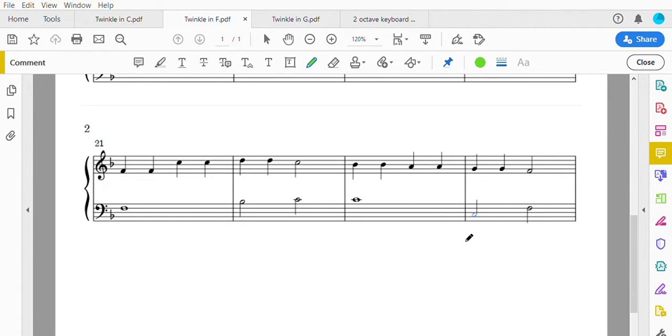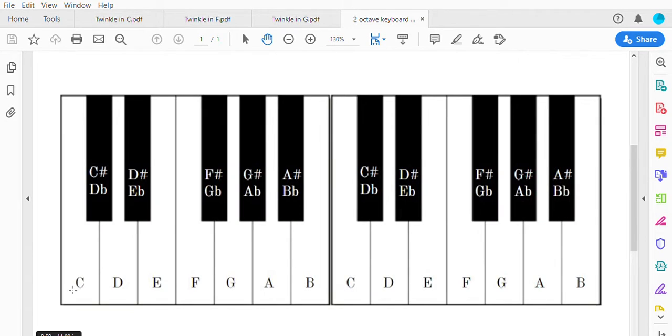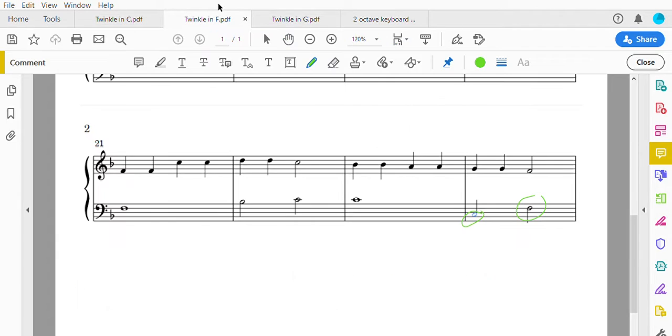Let me go ahead and scroll down here. Let's look at the distance in the last two bass notes. We have a C and an F. So if we come over here, as we go from C to F, which is 1, 2, 3, 4, this is also a perfect fourth.